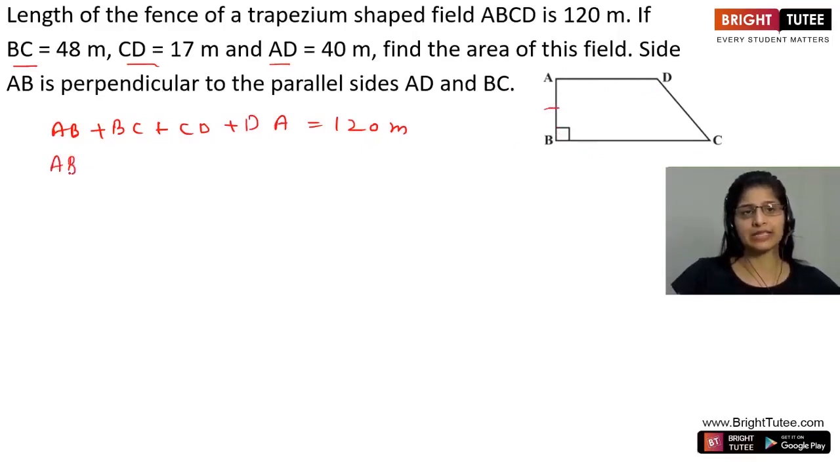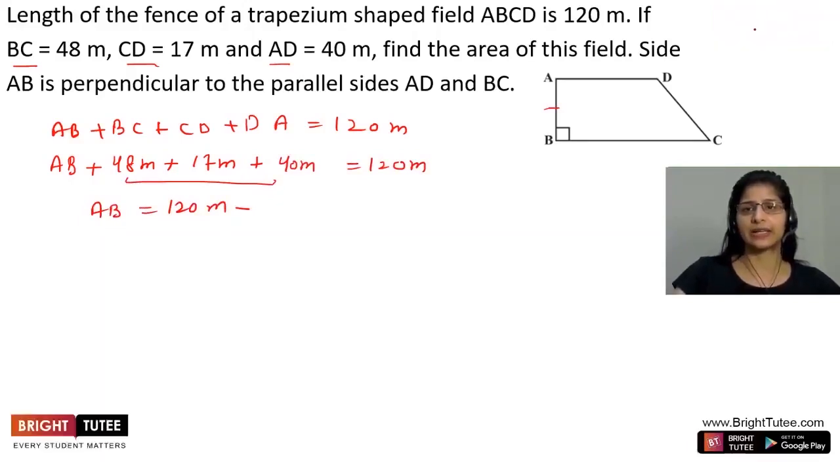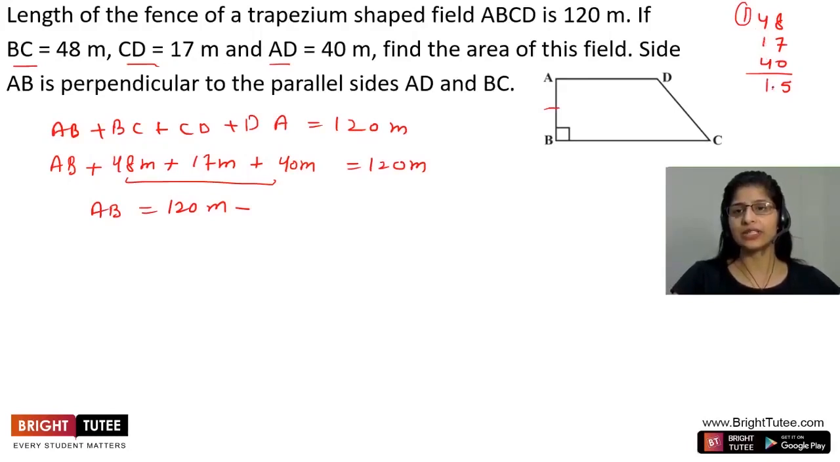So AB will remain as it is. BC is 48 meter plus CD is 17 meter plus AD or DA is 40 meters, equal to 120 meters. So AB will be equal to 120 meter minus the sum of these, right? So let us add them. We have 48, 17 and 40. 8 and 7 is 15, carry is 1, 1 and 4 is 5, 5 and 1 is 6, 6 and 4 is 10. We have 105 meters.